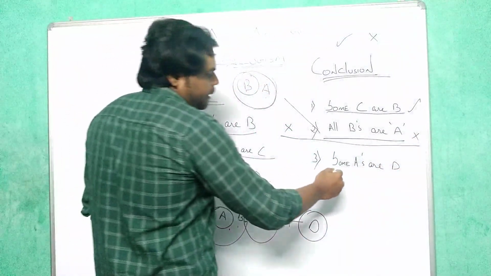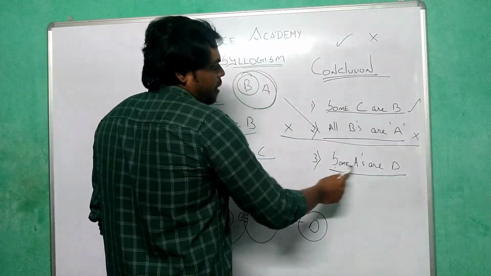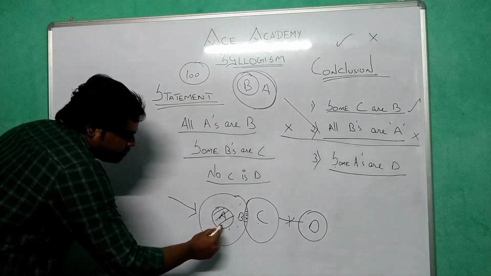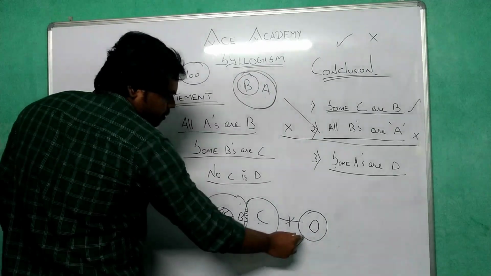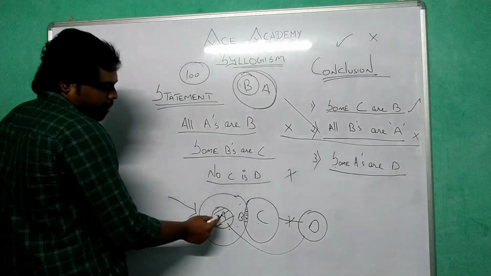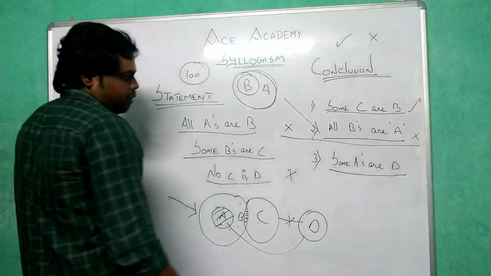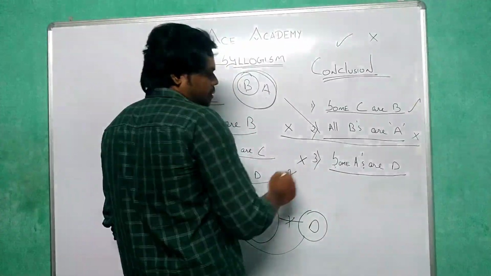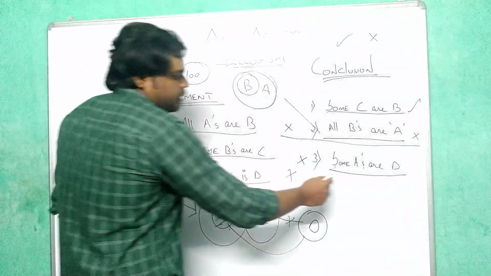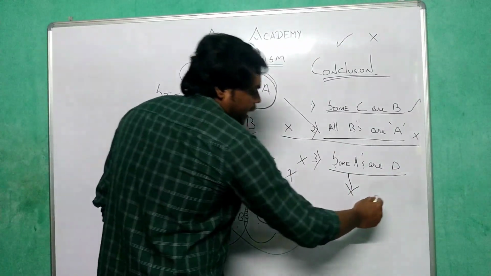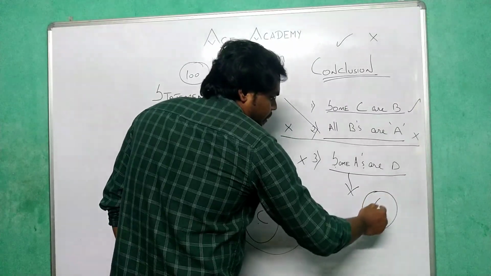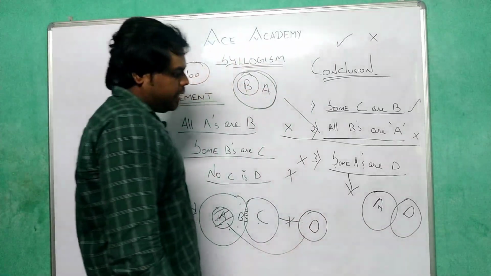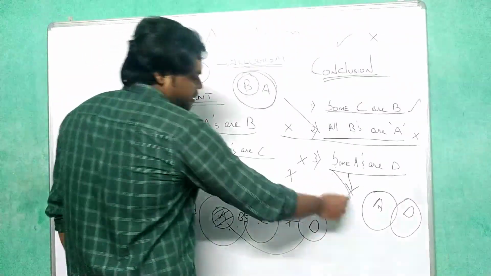So now let's look at the next conclusion. Some A's are D's. Now let's see that some part of A's, is it related to D? No, right? Some part of A is no way connected to D. So if the conclusion says that some A's are D's, it is wrong. If this statement is to be true, the diagram should be like this. Some part of A is D. This can be the diagram if it is true, but we don't see such a diagram in this.